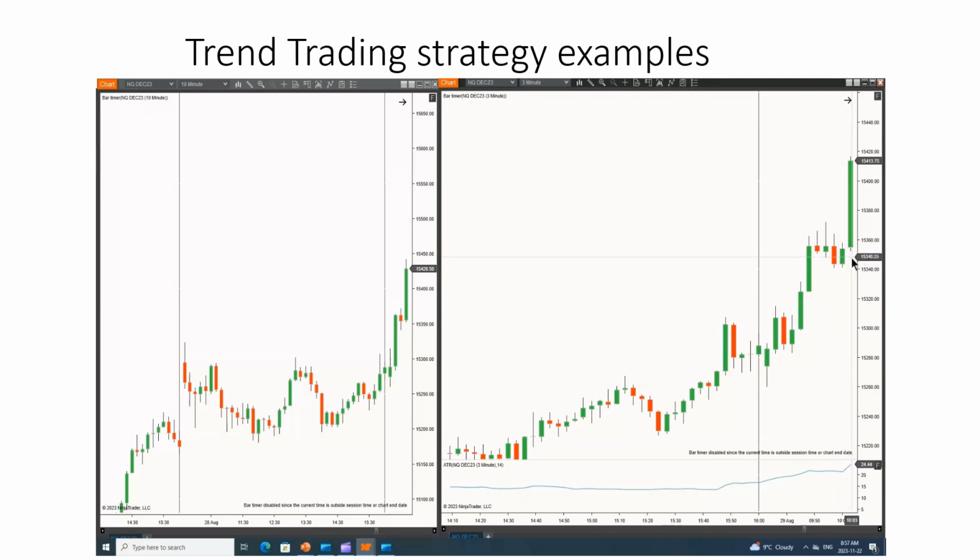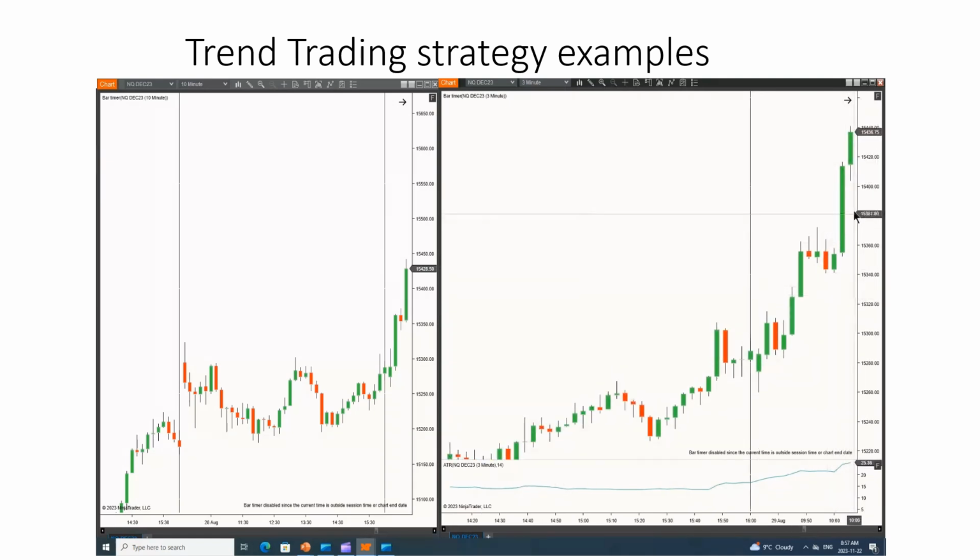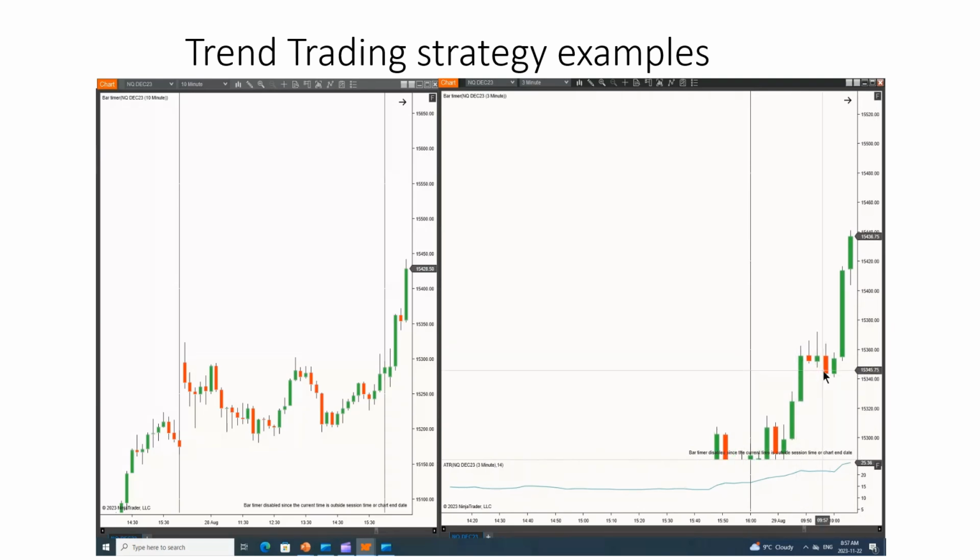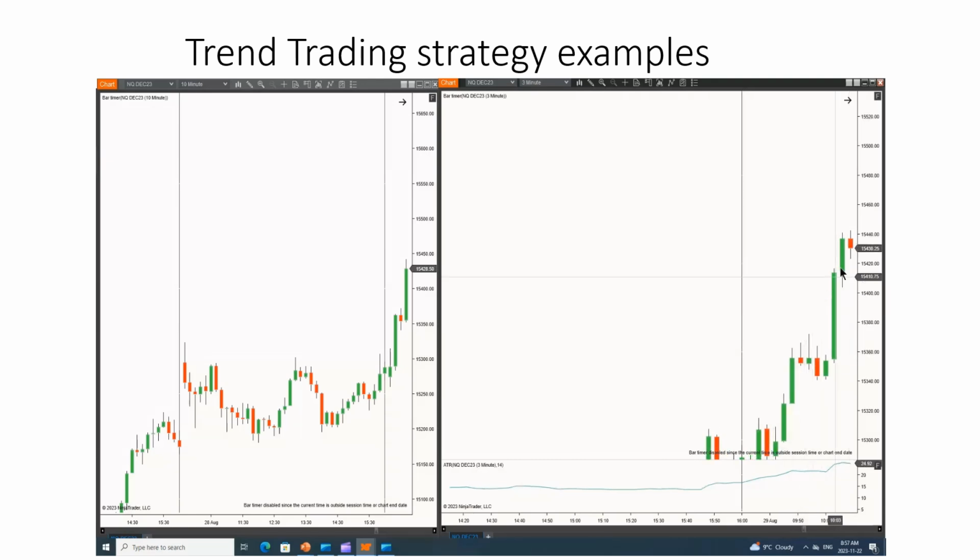So see, no full body bar right now. We are looking for a red full body bar. Okay, so trend changed. Trend was up at 10 o'clock. So now we are waiting for a full body bar. This is not a full body bar because the wick is bigger than the body.